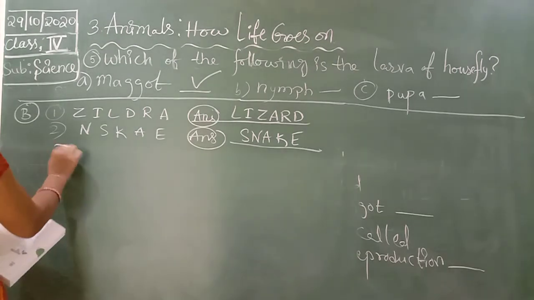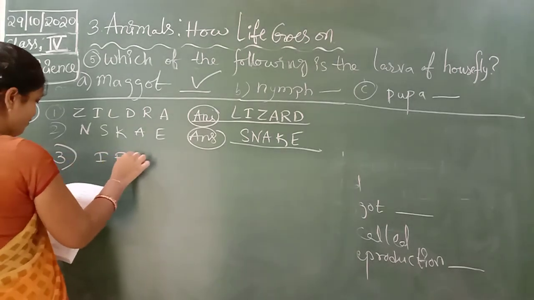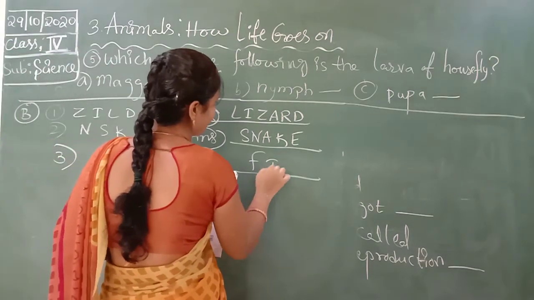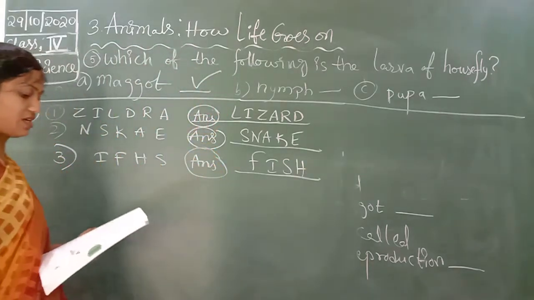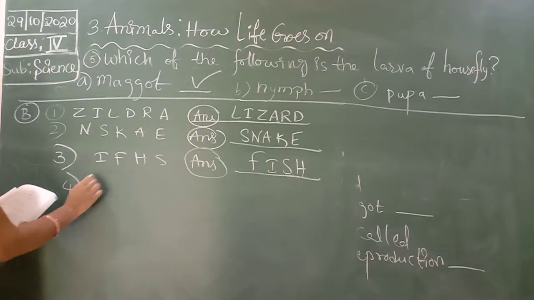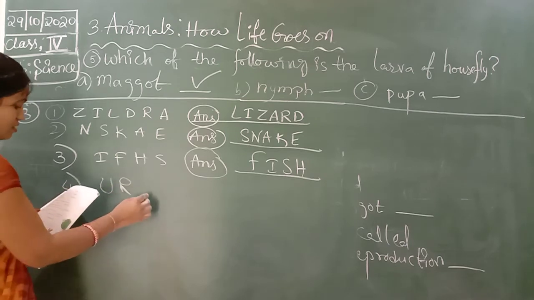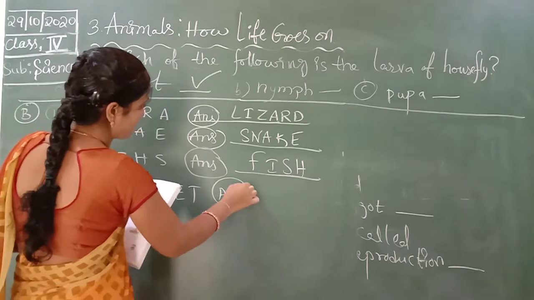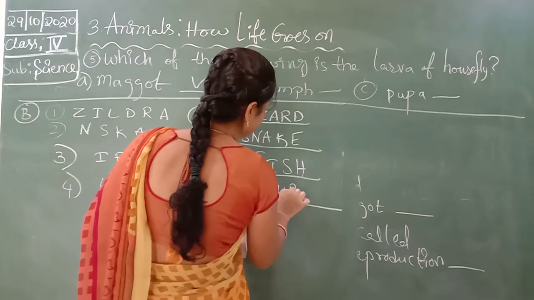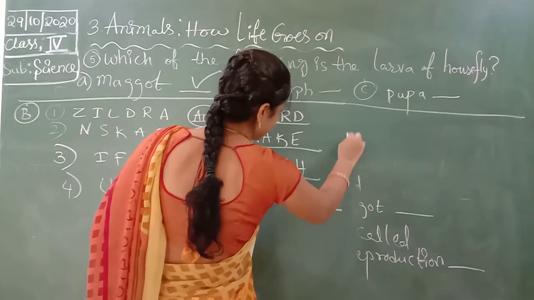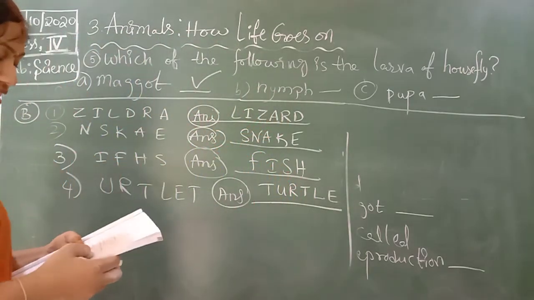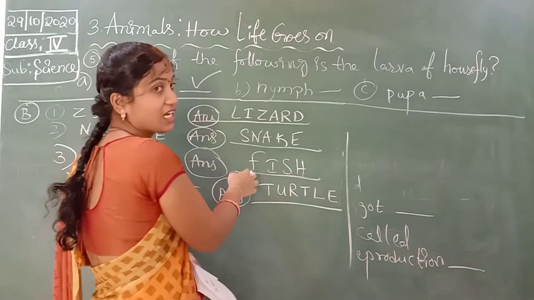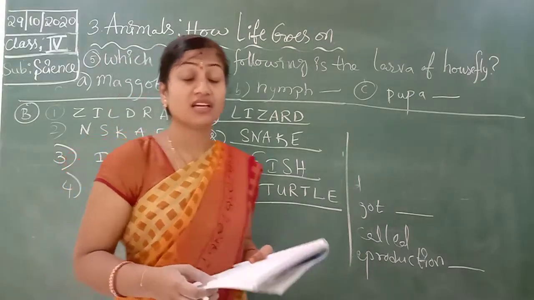Third one, I, F, H, S. Fish, F-I-S-H. Fourth one, U, R, T, L, E, T. Answer, turtle. Lizard, snake, fish, turtle. These four are the correct words.